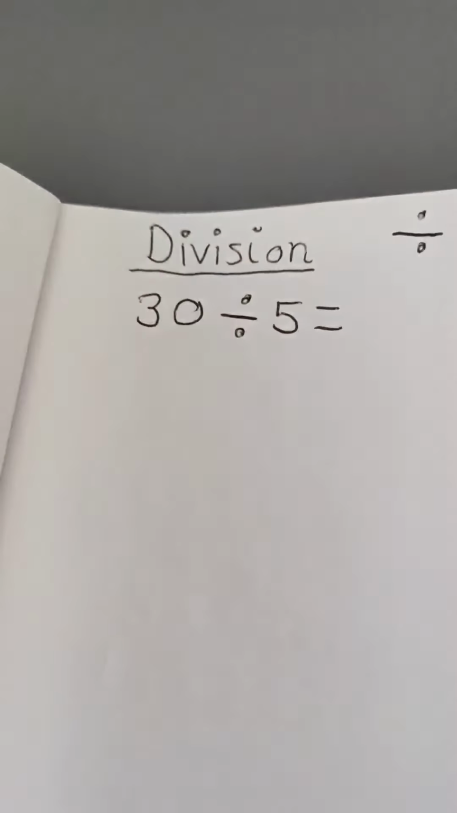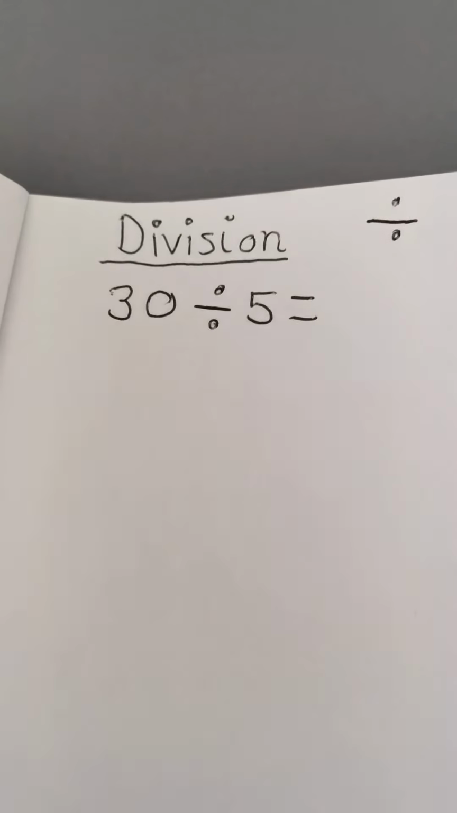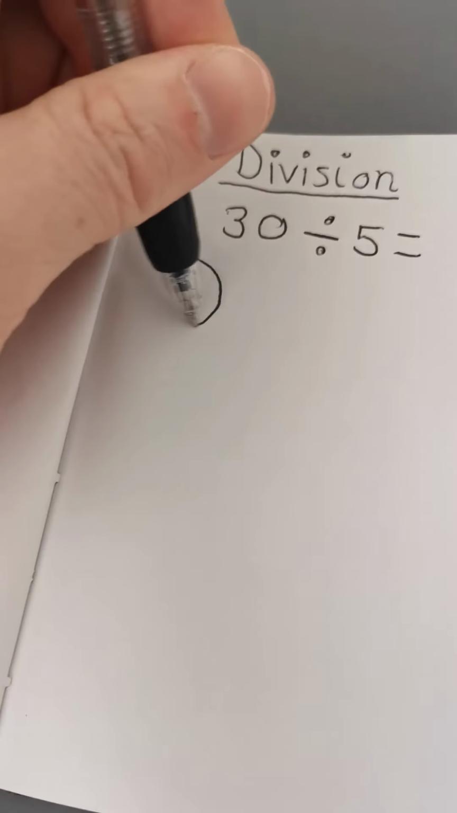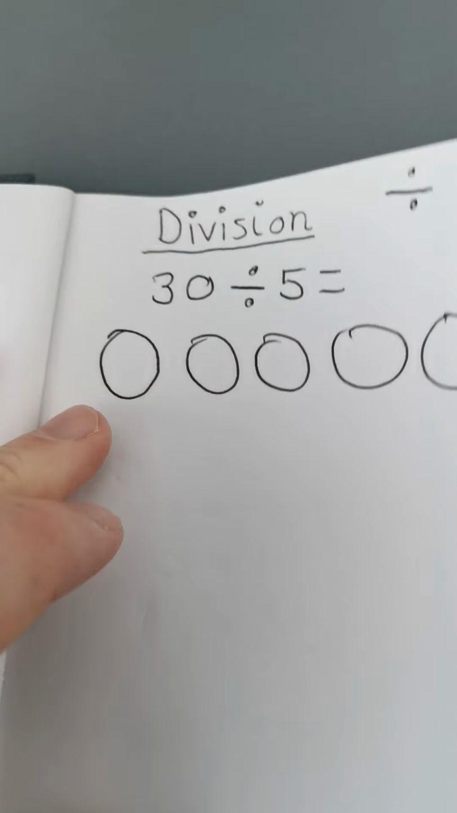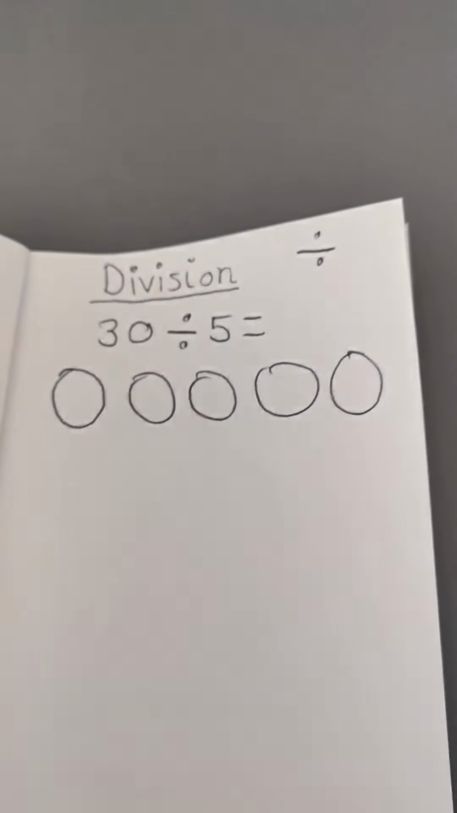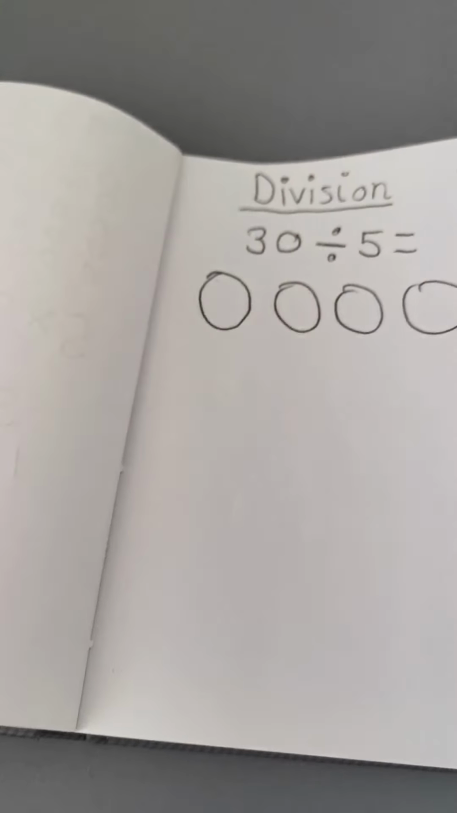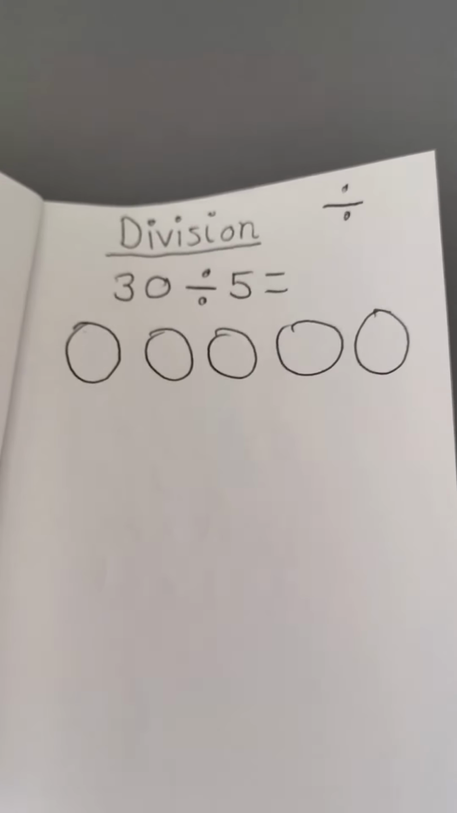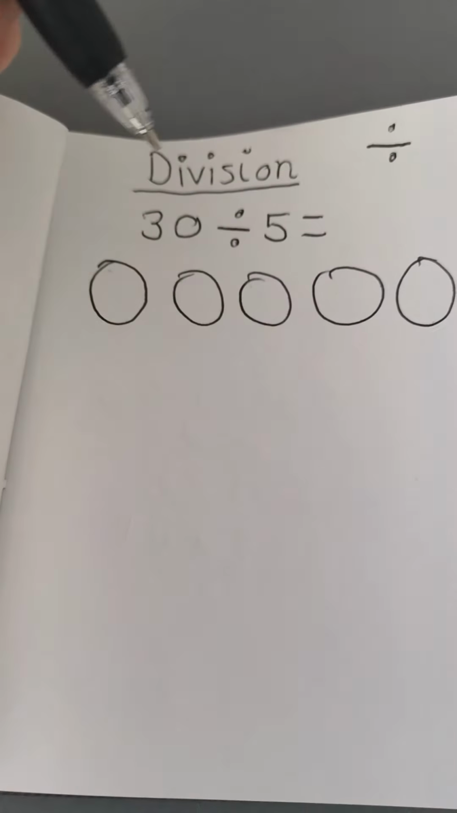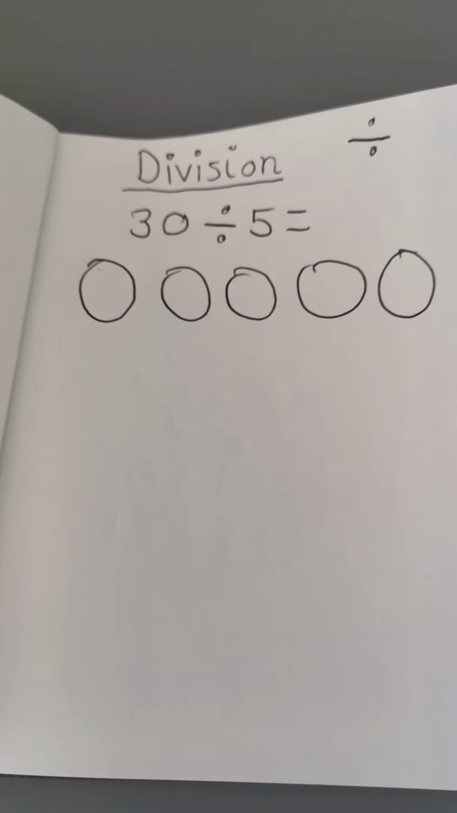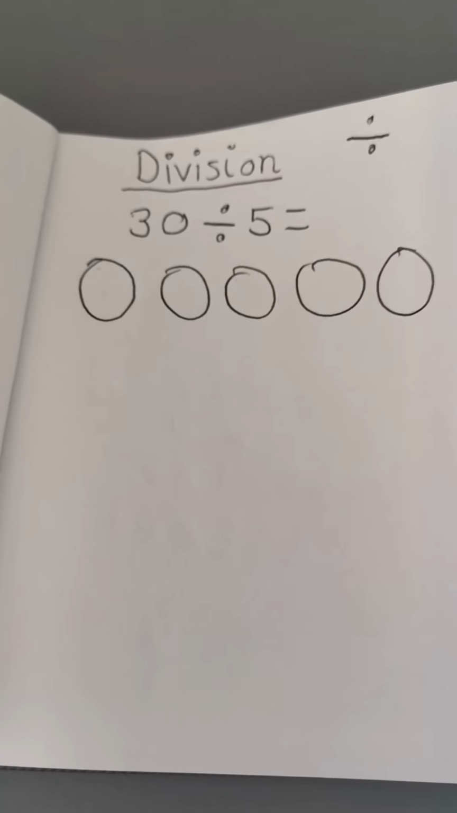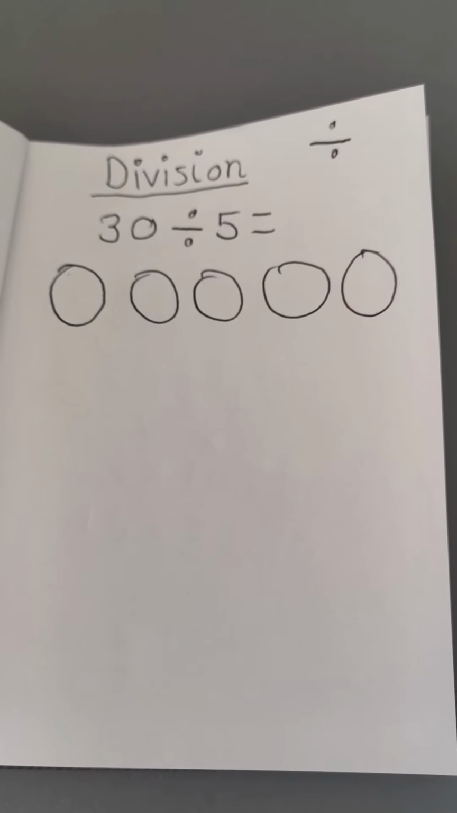So I know I've got 30. So that's the number I'm going to keep in my head. But also, I'm sharing into 5 groups. So the first thing I'm going to do is draw 5 groups. 1, 2, 3, 4, 5. Now before, when we did multiplication, we put the same amount in each group. But at the moment, we don't know how many we've got in each group. That's what we're trying to find out. That's the problem we're trying to solve. So I've got 30 as my total. So I'm going to share them just like you might do if you were sharing sweets or stickers with your friends at school or at home.